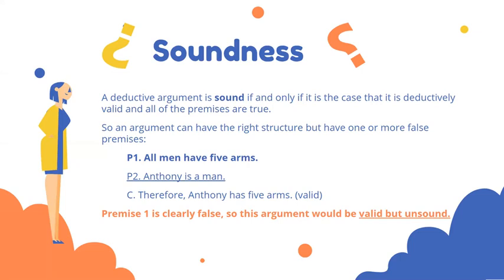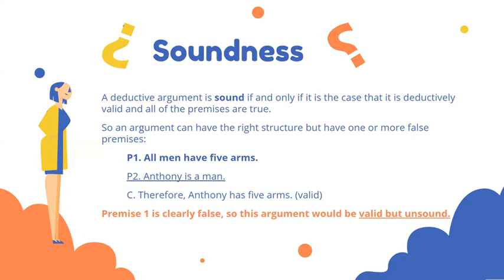This is where soundness comes in. So a deductive argument is sound if and only if it is valid, so it has the right structure or form, and all of the premises are true. So an argument can have the right structure, but as we mentioned, have one or more false premises. So here's a really good example. Premise 1, all men have 5 arms. Premise 2, Anthony is a man. Conclusion, therefore Anthony has 5 arms.